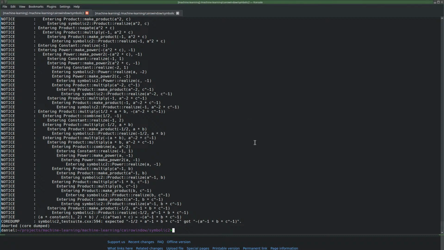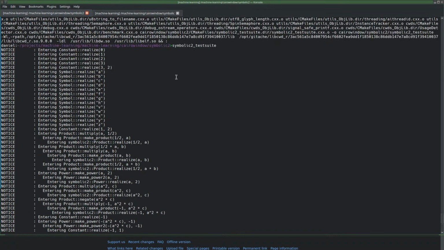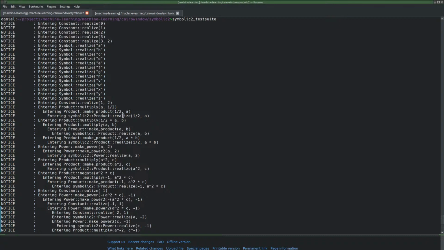Single test. Okay. Yep. We realize we make a few constants. That's true. We make a lot of symbols. Now the test starts. We make another constant, a half. And then I multiply a with a half, which creates the product a half times a. Well, it calls make product, which then calls product realize. A half times a.